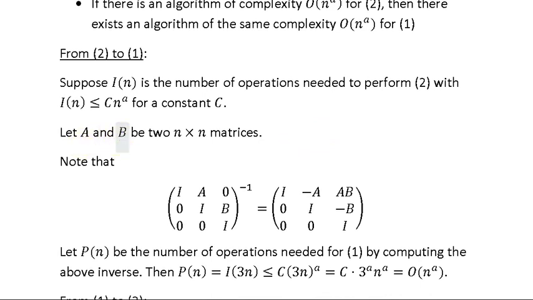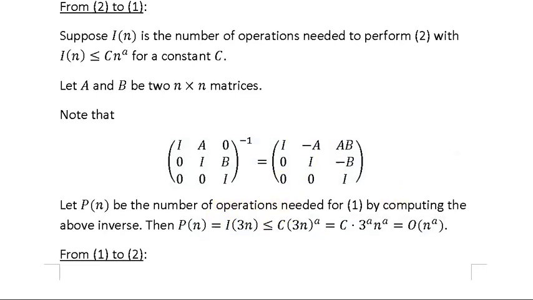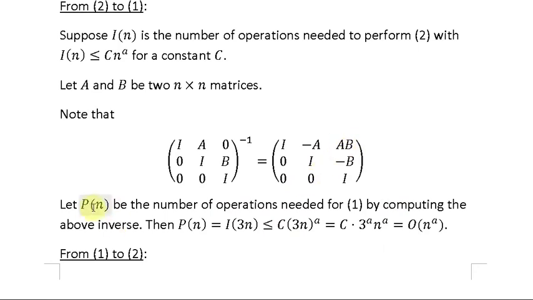Say A and B are two n by n matrices. This is what we're going to do. We first find the inverse of this augmented matrix, and then we just take this block in the top right corner. That gives you the product of A and B. So the number of operations needed for calculating AB, P_n, is equal to I_3n, because to find AB we just need to find the inverse of this bigger matrix.